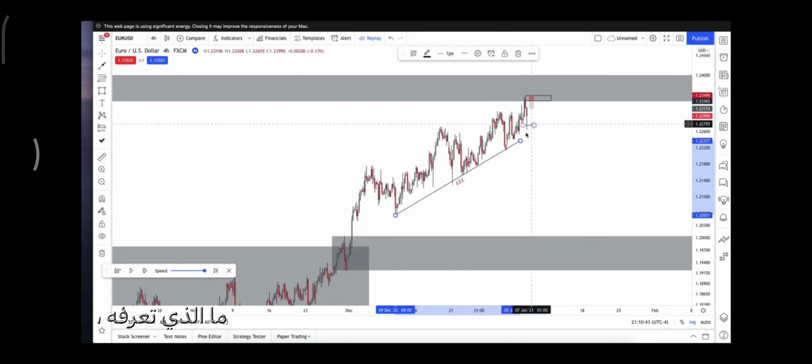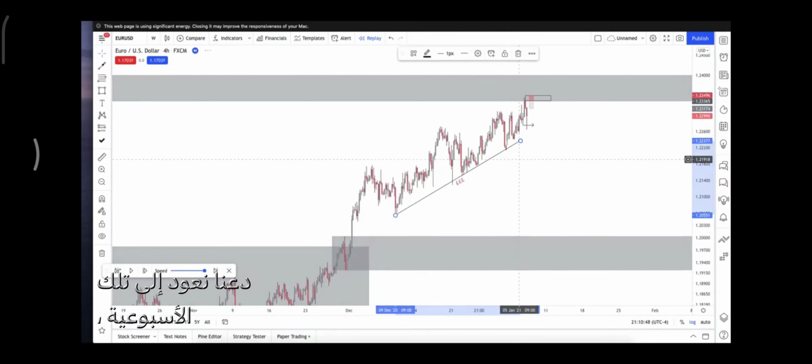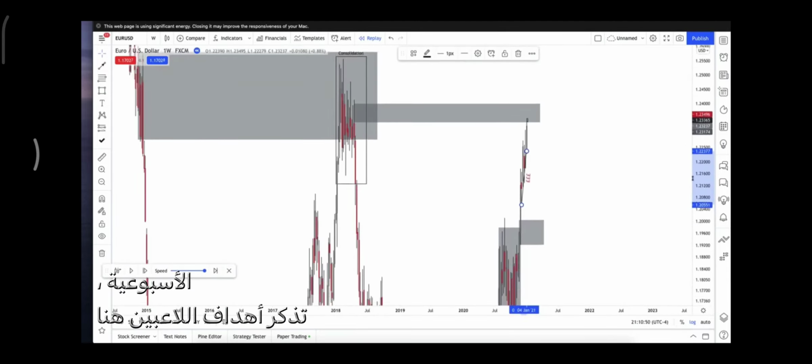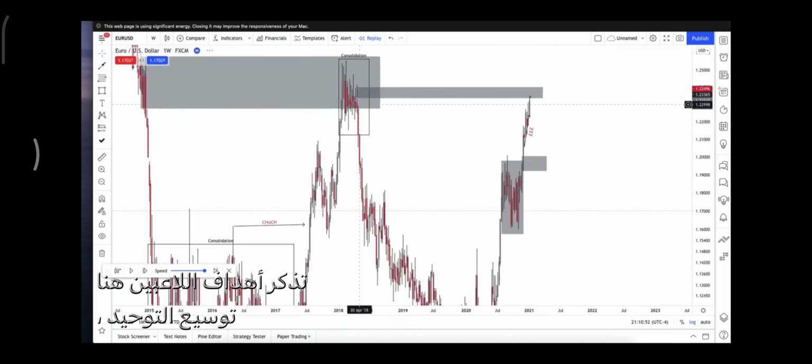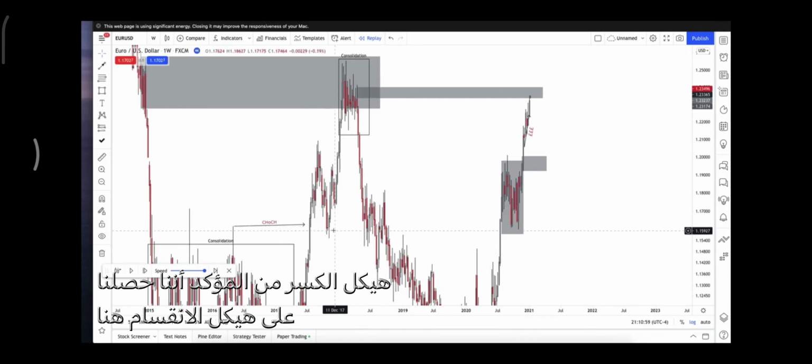What do we know? Okay, so let's go back to the price cycle, right? Let's head back over to that weekly. Remember the objectives, guys, yeah? Consolidation, expansion, okay? The objective of the expansion is to break structure. We've got that break of structure right here.